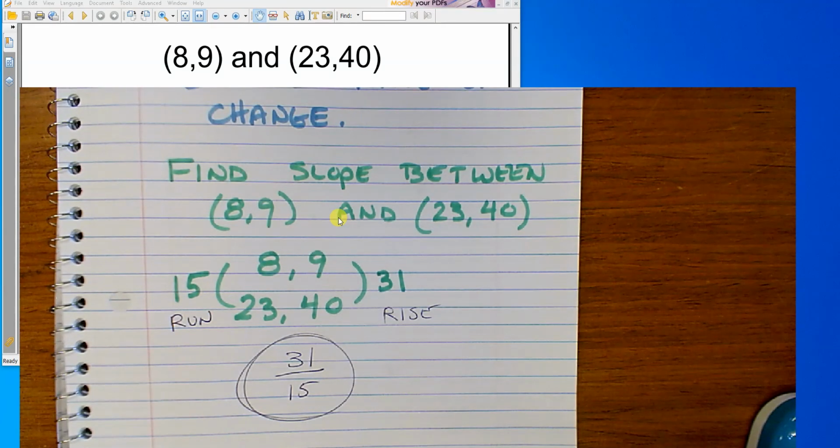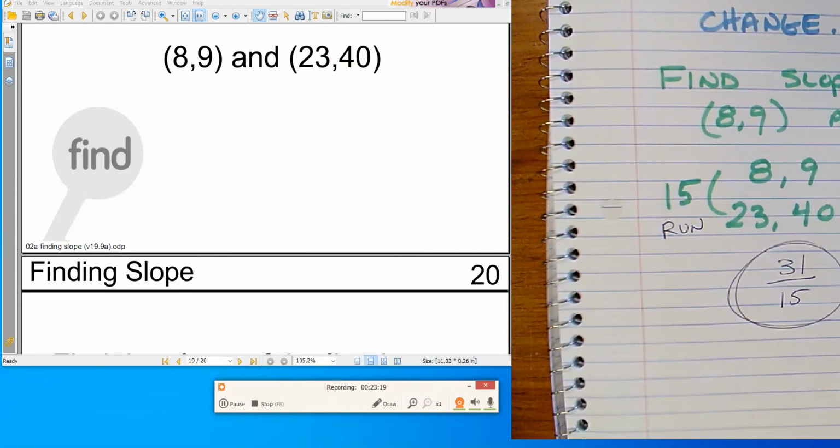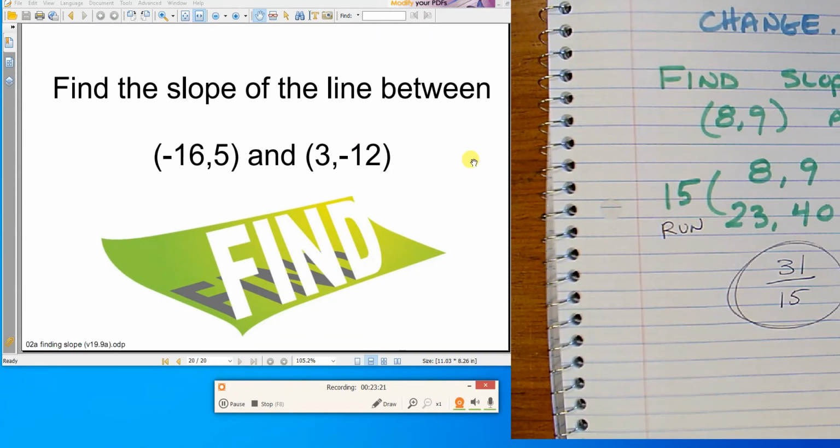If you don't like that method, get a piece of graph paper out and plot the points. All right, and this one would be the same type of idea.